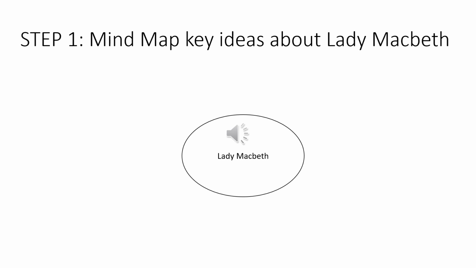So first thing, on your sheet of paper, create a mind map for any ideas that you can think of regarding Lady Macbeth. How is she presented? What does she do in the play? How does that link to context? Anything that you can remember about her, including quotations as well.